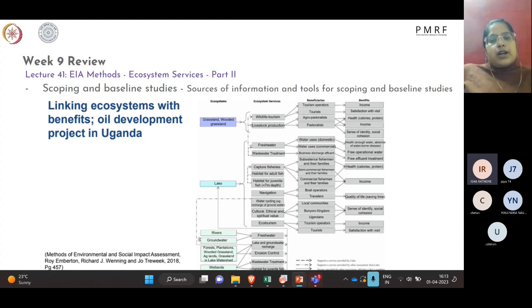So then you need to look up the different aspects that your project will have. Similarly, you can look up benefits like income being affected, and the satisfaction with the visit being affected for the tourist. So things like that. So this is how you form a link between ecosystem services, the beneficiaries and their benefits, and then you need to address them in your mitigation efforts.